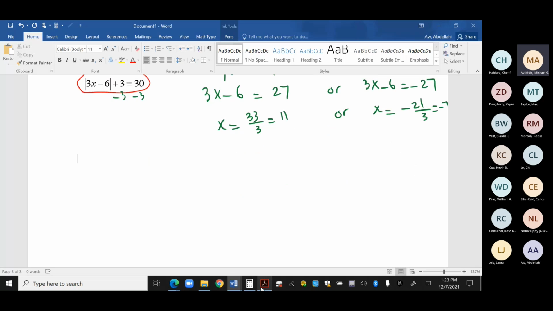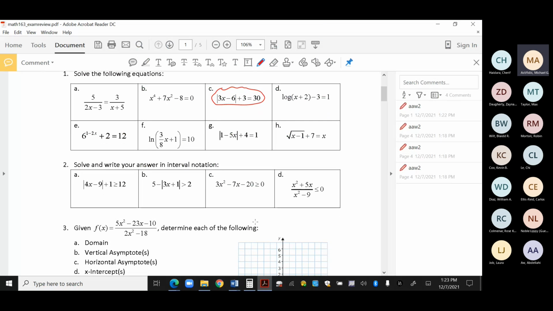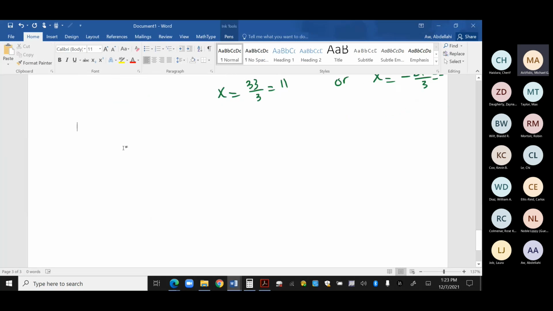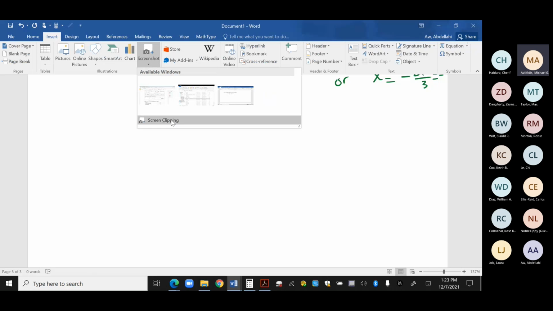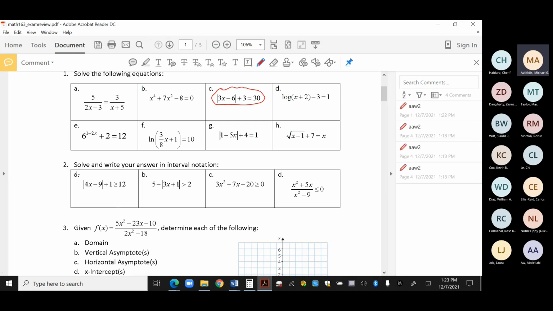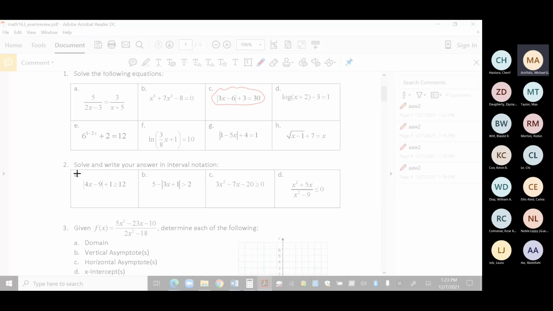Okay, if you always focus on the absolute values, look at 2A, 2B. Before we go to other material, we focus on the absolute values right here. So this one right here.